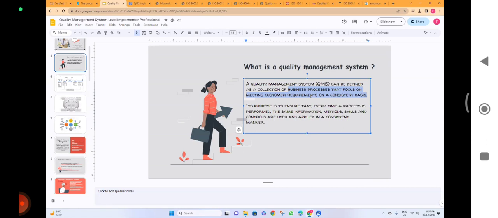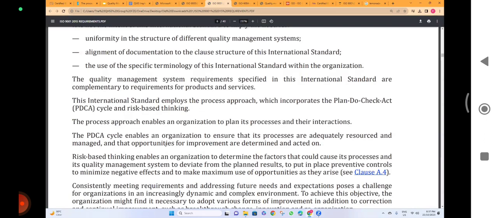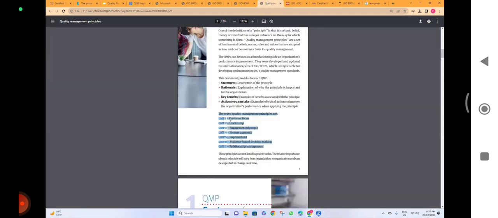So when you look at these business processes, what you do in an organization, the process approach, the product or service realization process, in order for you to formalize this, you have to identify the opportunity for improvement. What does it mean to have the opportunity for improvement? It means that for the current activities, you need to employ the process approach, PDCA, and risk-based thinking, in order to meet quality management principles. These quality management principles can be used as a foundation to guide the organization's performance. A principle is a basic belief, a theory or rule that has a major influence on how something is done.